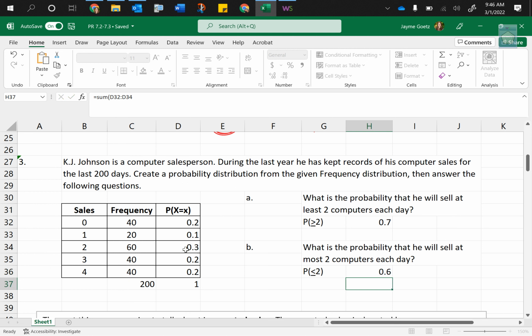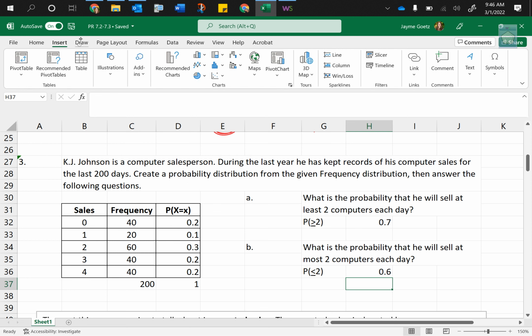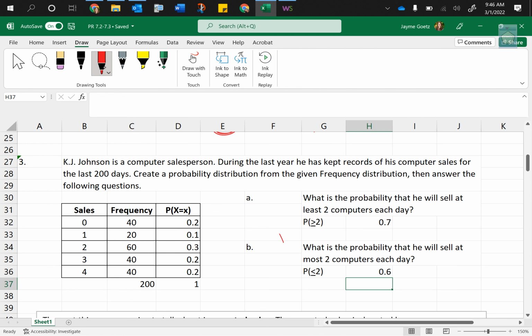Now here's the thing, guys. If this right here freaks you out, don't panic. You can always just write it out, probability of greater than or equal to 2, and the probability of less than or equal to 2. It's just a method of taking notes. You're labeling what you're finding so you know how to find it later.